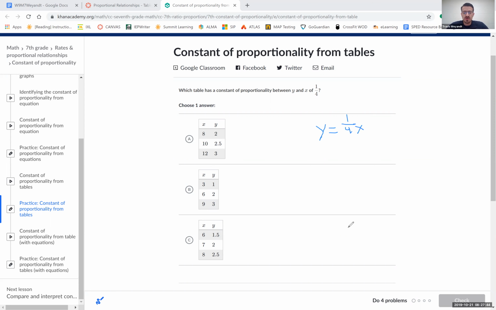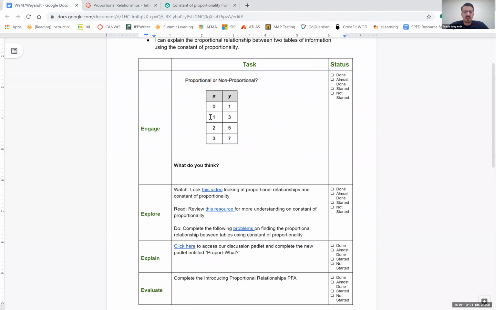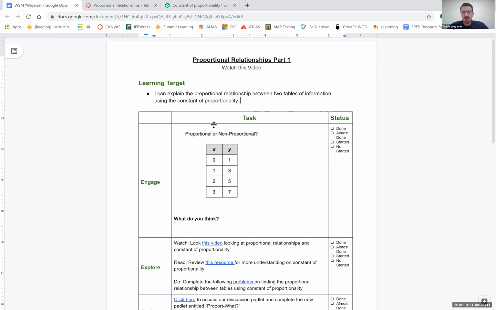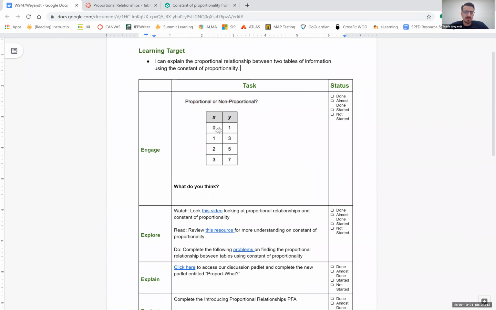This is what you're going to do with these practice problems, and solidify your understanding of the importance of this constant of proportionality and how it shows proportional relationships. So again, we're not necessarily finding missing numbers, which we could once we know the constant of proportionality. But in this lesson, you are going back to that learning target: I can explain the proportional relationship between two tables. What do I see? Is it a proportional relationship? If it is, why? And again, the constant can tell us why.